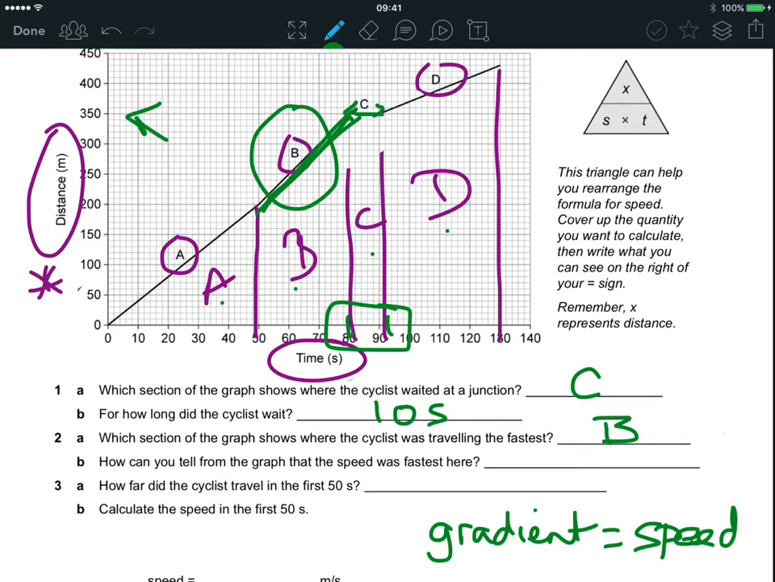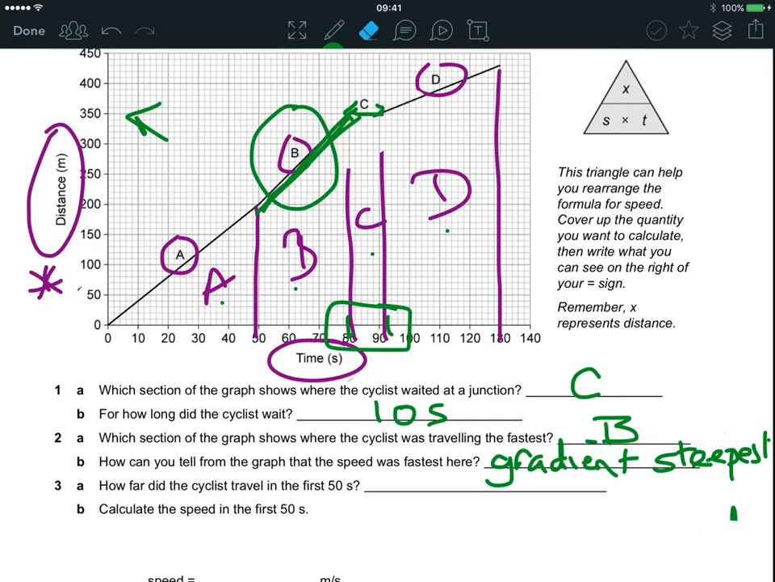How can you tell from the graph the speed was the fastest? Well, that's because the gradient is the steepest. Now, obviously, write it as a full sentence. I haven't because I've not got my stylus at the moment and it's very difficult to write with my finger.